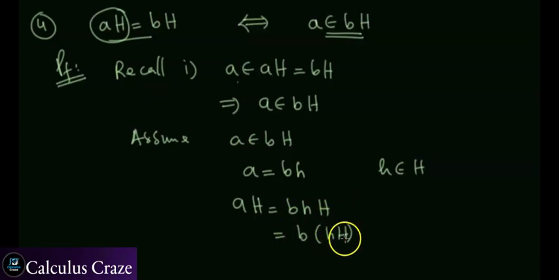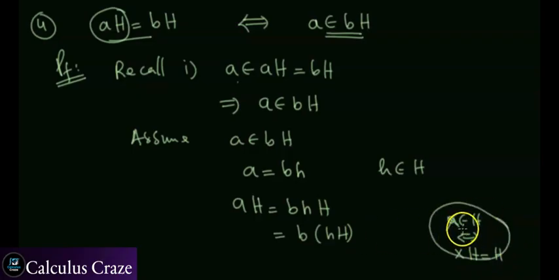Now the second property is invoked, which says that if element X is inside H, then XH is the same as H. So if an element is from H, then its coset is going to be equal to H. So this is H, and this way property 4 gets finished.